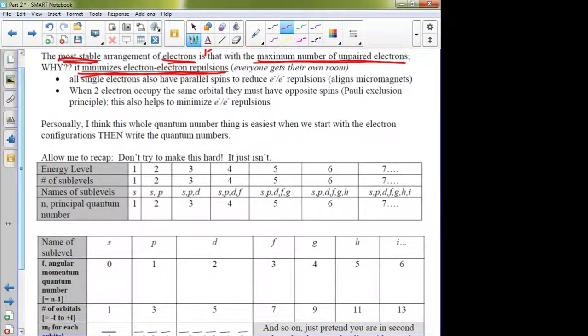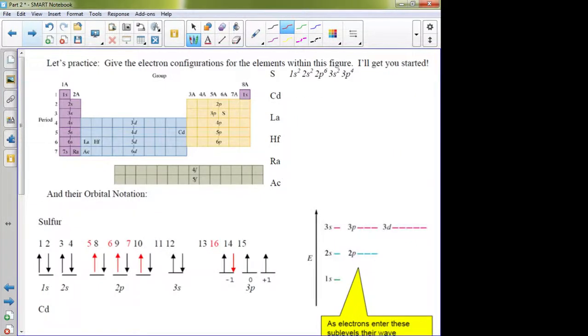So, let's do electron configurations. You can go to the next page. That chart right there makes a whole lot more sense if you know how to do electron configurations. Electron configuration is when you write it out like this. Orbital notation is when you draw it out like this down here. So electron configuration is when we write it out, and orbital notation is when we draw it out. Let's start with electron configuration first.